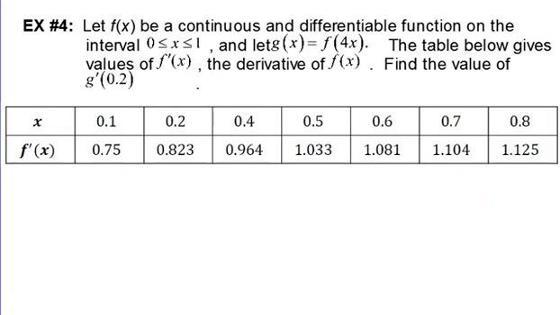And so in this case, in example 4, they tell us that f of x is a continuous and differentiable function on this interval. G of x is f of 4x, and they want us to know what g prime of 0.2 is, and so we'll use this table to find values for f prime of x and substitute in. So go ahead and work example 4, substituting values from the table, and then we'll come back and we will check example 4 in our next video, and we will see you then.